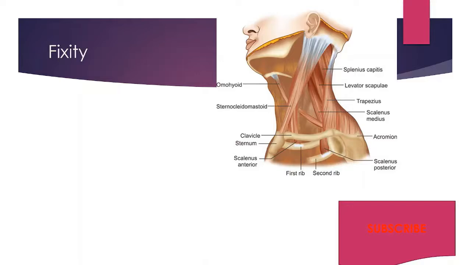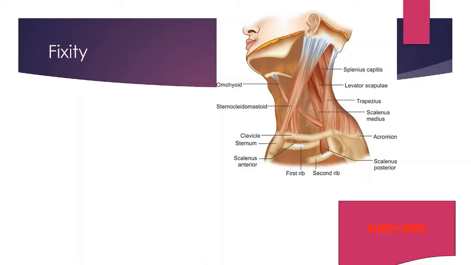After mobility, we will go for the assessment of fixity. The thyroid gland lies deep to the sternocleidomastoid. For examining fixity, first you will assess the mobility in a relaxed state. After that, you will ask the patient to contract the muscle, then assess the mobility again in both directions, horizontal and vertical.